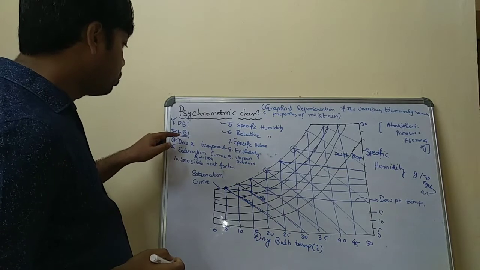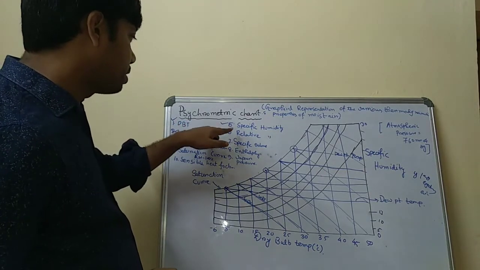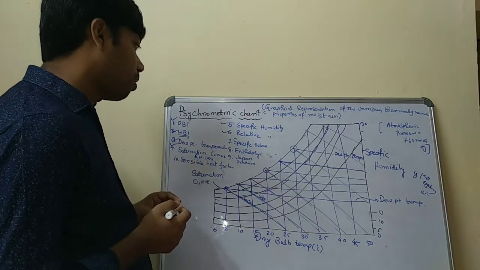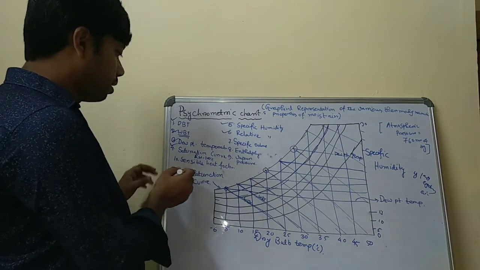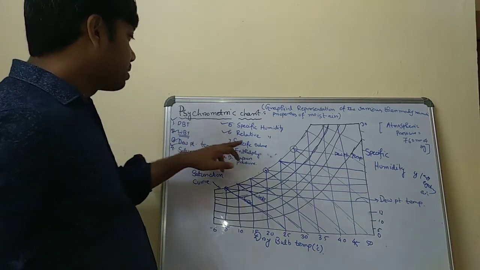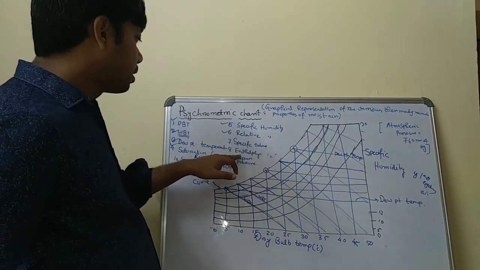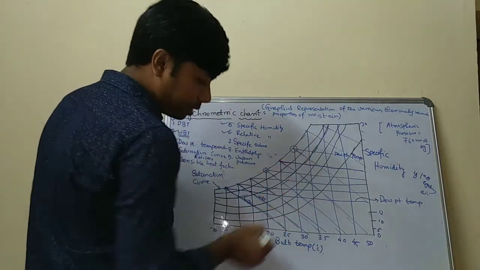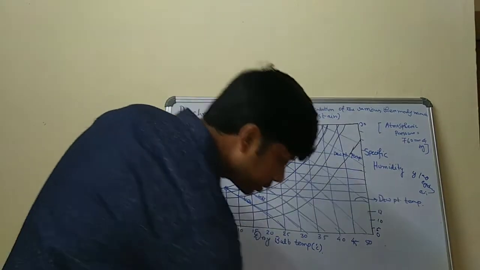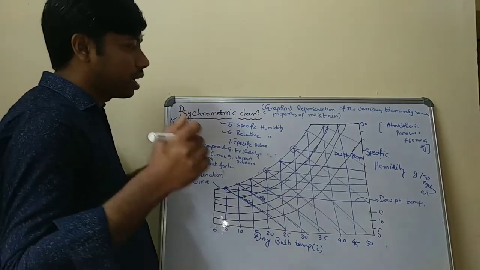So DBT, WBT, dew point, saturation curve, specific heat and relative humidity we already discussed. Now, the remaining points are specific volume, enthalpy, and vapor pressure. The specific volume is actually in your chart, it looks like this.